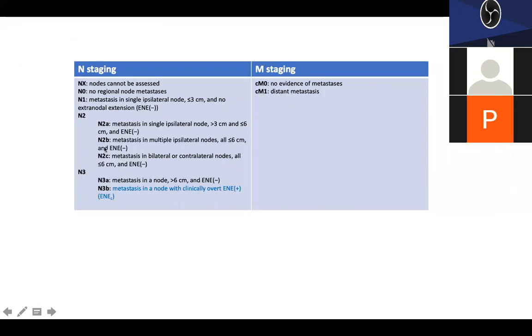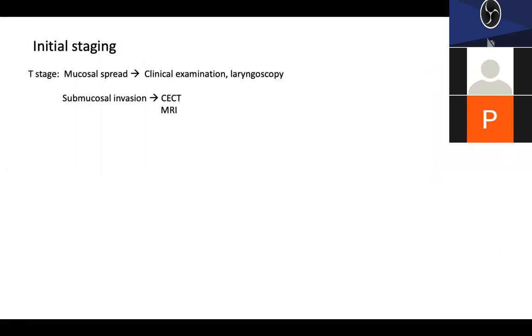N staging we also all know, depending on the size, and the new addition in a recent edition is that extranodal spread, that is perinodal spread, should be commented on in imaging reports. For initial staging, mucosal spread is evaluated by local examination, and for submucosal invasion we have CT or MRI. For nodal stage, we have CT, USG, and FNAC. USG and FNAC is the most preferred method.